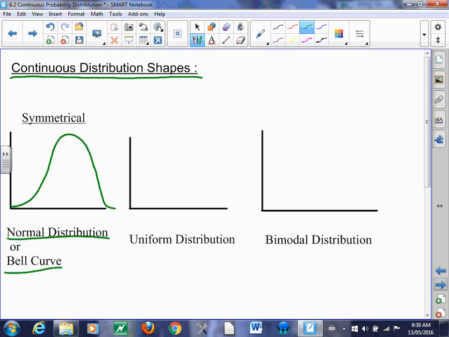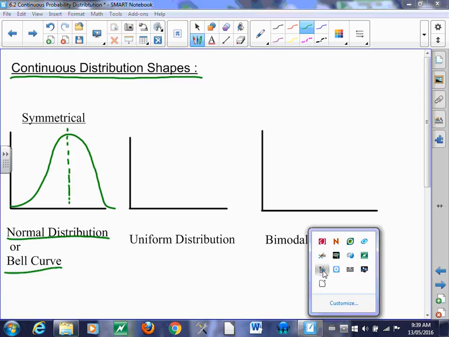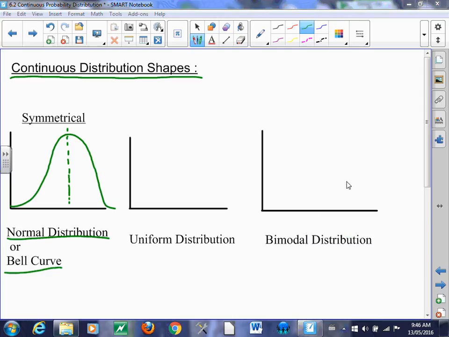Okay, and when it's perfectly symmetrical, you will find, just one second, sorry, I've got the phone ringing here. Hello, sorry about that, guys. I just had a quick phone call.